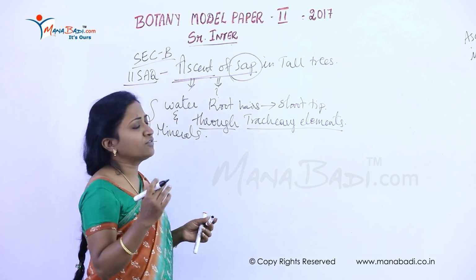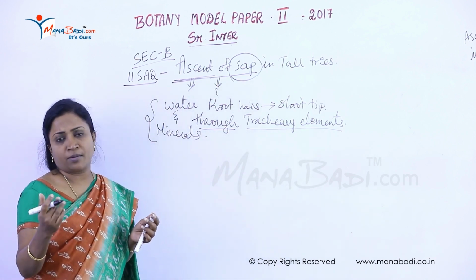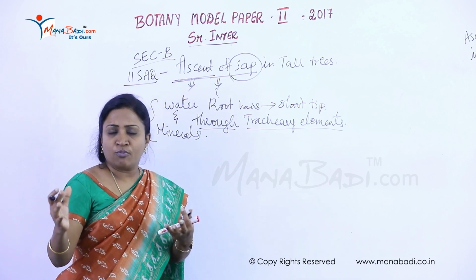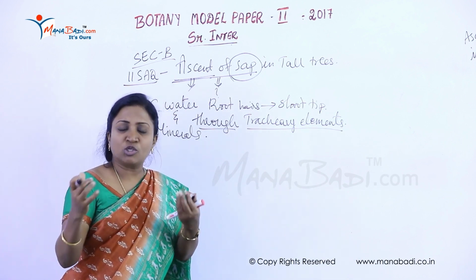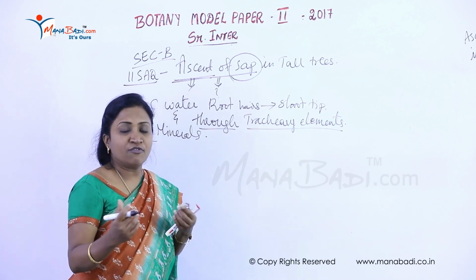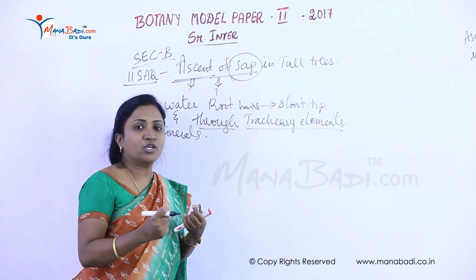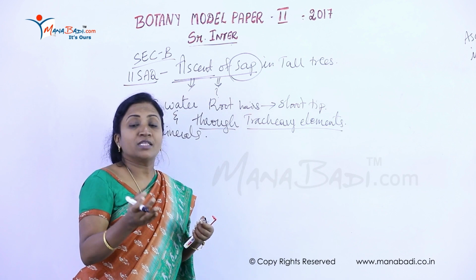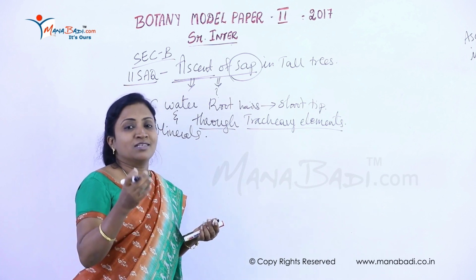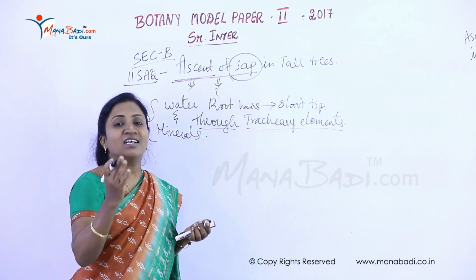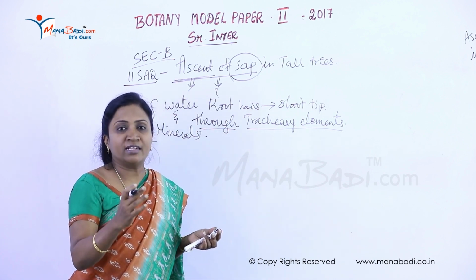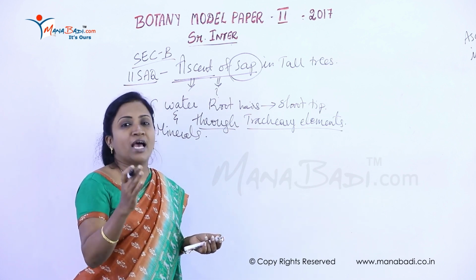Coming to ascent of sap in tall trees, which we are discussing here: when water is available within the soil, the root hairs automatically absorb it. The water absorbed by the root hairs enters the root cells, from the epidermis into the cortex, and from the cortex into the xylem. And we are all aware that xylem is the main channel of conduction of water and minerals to the different parts of the plant body.